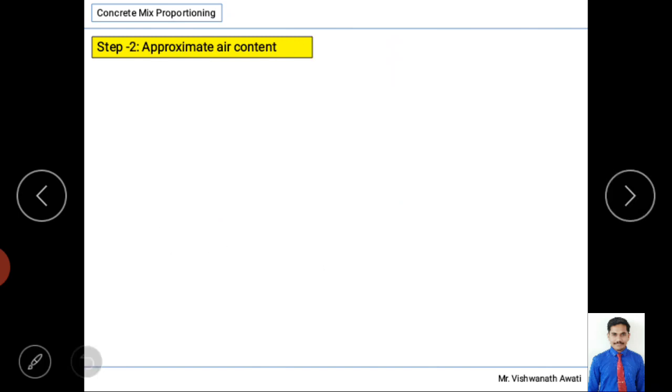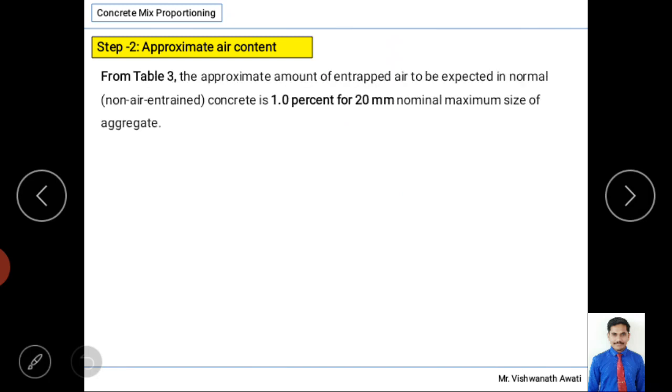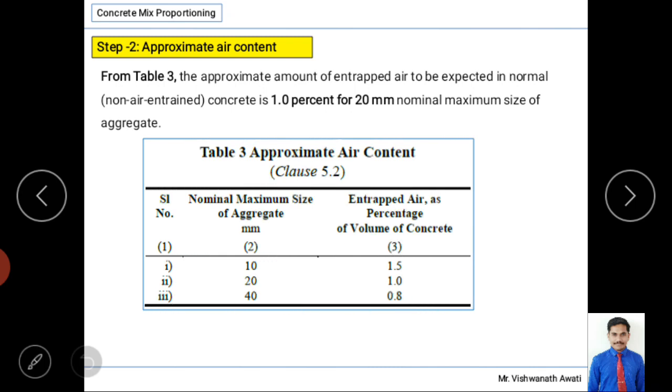So we'll go for the next step. Step 2 is approximate air content. Now how to calculate the approximate air content? As per the code book we have to refer to table 3. The approximate amount of entrapped air to be expected in normal non-air entraining concrete is 1% for 20 mm nominal maximum size of aggregate. Here the aggregate is given as 20 mm, and if you refer to table 3, you can find the approximate air content, right?